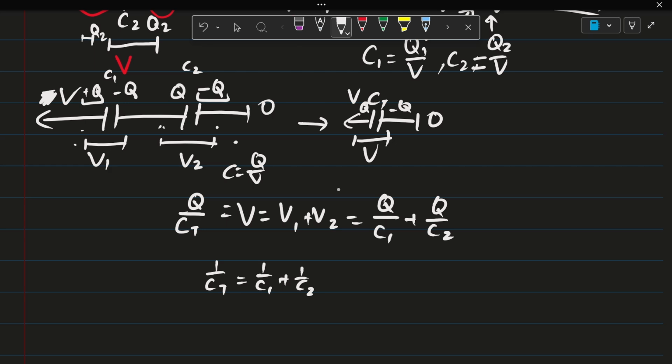Now, when you're dealing with more than 2, but they're all in parallel or all in series, you could always use the formula for the parallel. It's pretty much the sum of the Ci. But for series, it's pretty much the sum of the 1 over Ci. 1 over Cs is the sum of 1 over Ci. And so you would see that sometimes you could actually increase its capacitance, but not that much.